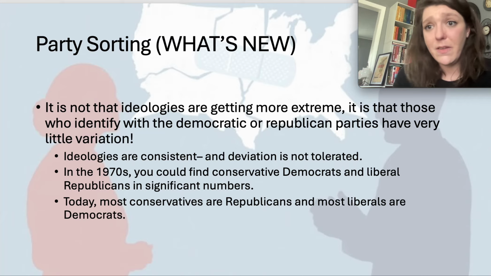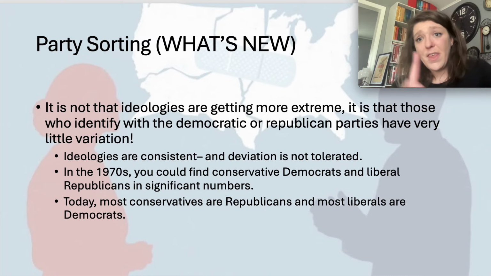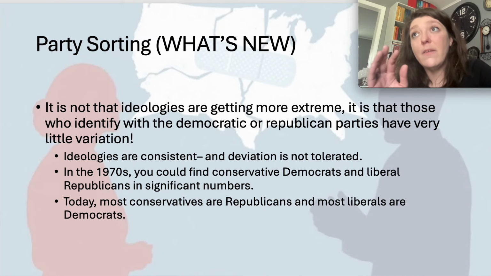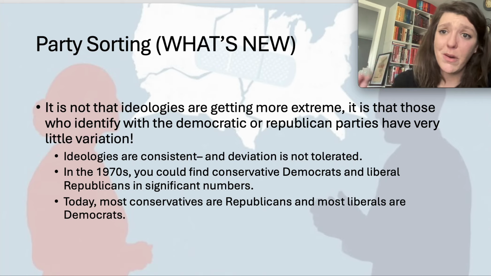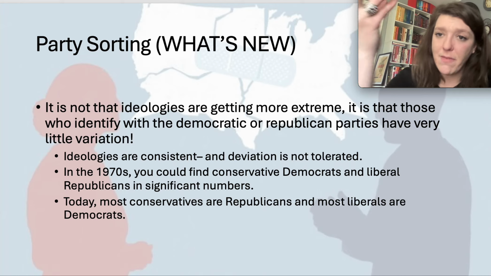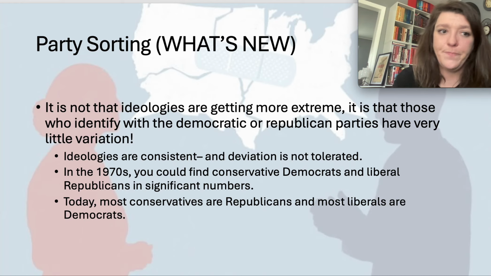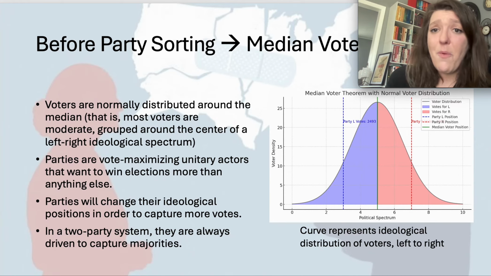But now, you cannot find that in political elites. Today, most conservatives in the political elite realm are Republicans. Most liberals are Democrats. Now, the thing is this is not what Fiorina thinks is happening in the public. He thinks that there are plenty of conservative Democrats and liberal Republicans, but not in the political elite. In the political elite, you have this consistent ideology. And this is not what we expected to happen.